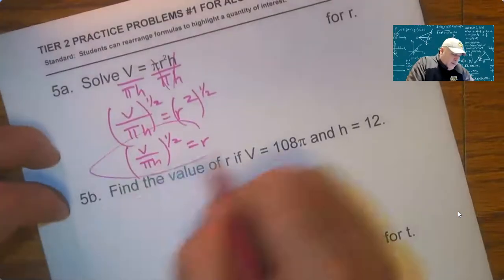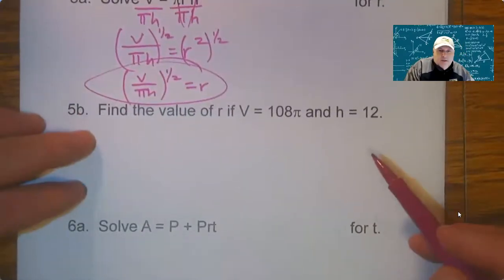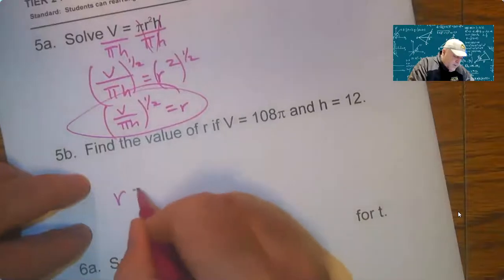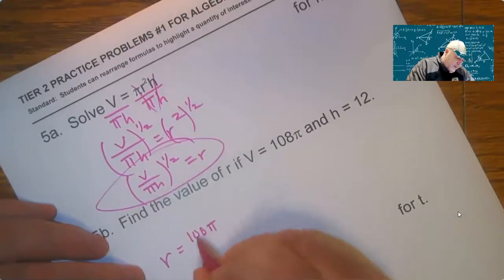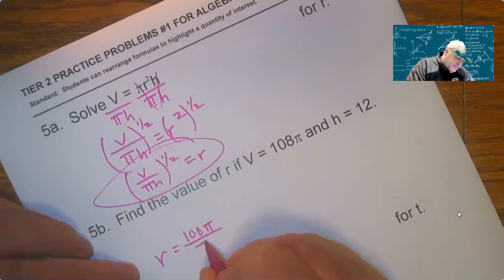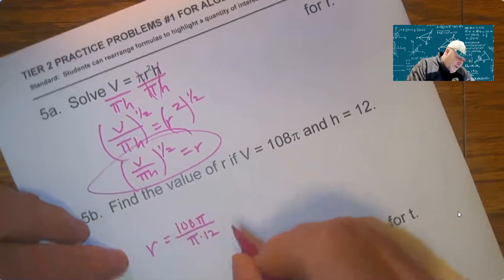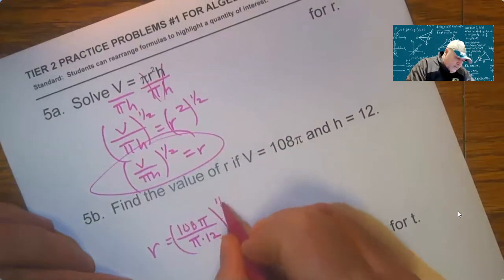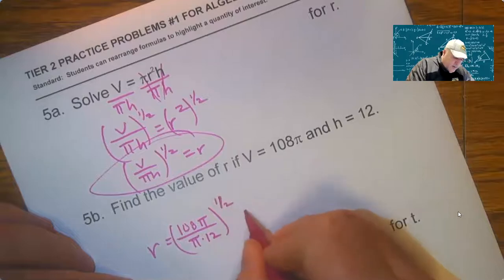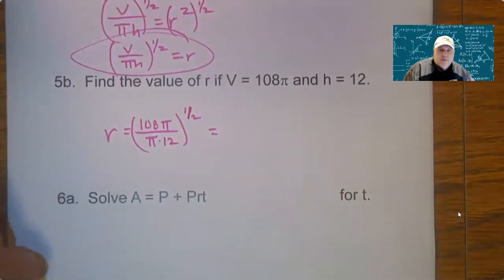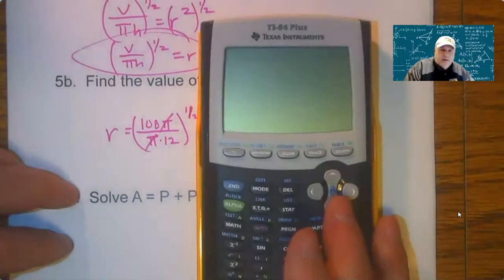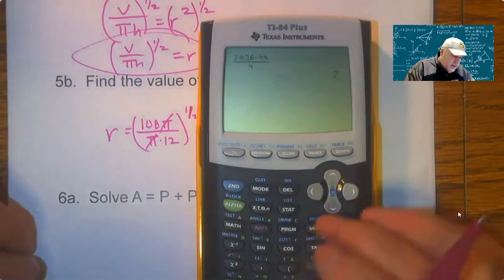Now, so that's part A. So part B, you take these in to solve for r. And I am going to tell you this, get ready to use your fraction template tool, entry tool to do this. So the 12 goes where h is and the 108 pi goes where V is. So you can think the pi's drop out. So what's the sense of entering that? So 108 over 12 to the 1/2 power.